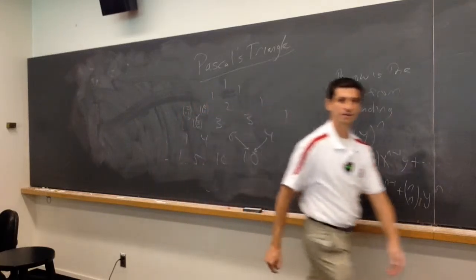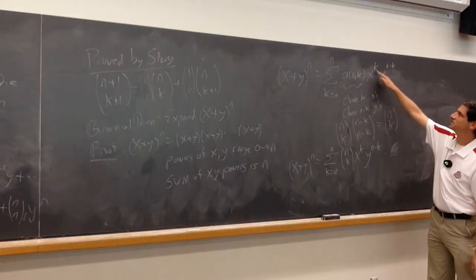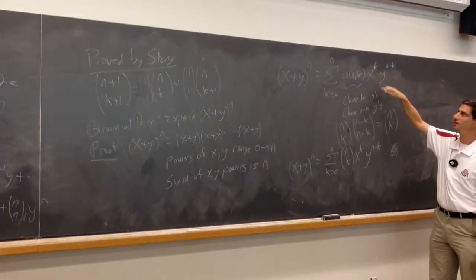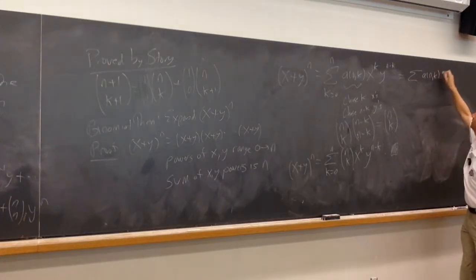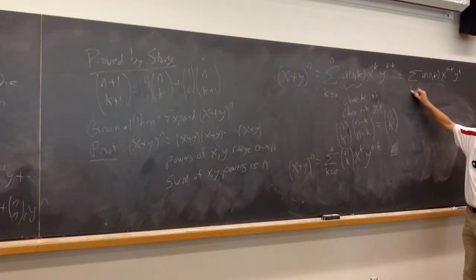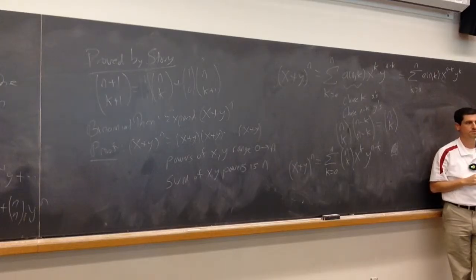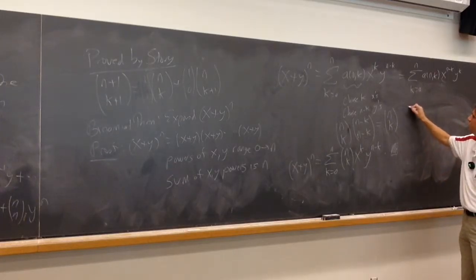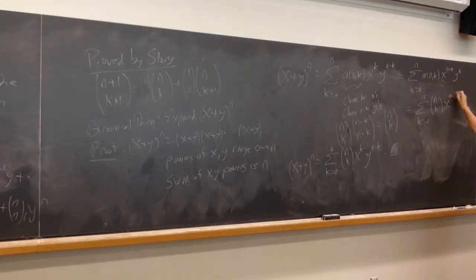It doesn't really matter, because you could do things the other way. Instead of doing it as x^k, I could do it as x^(n-k). And this would be the same as the sum of a_k x^(n-k) y^k, where k goes from 0 to n. It's completely symmetric. And then that would give us the sum, k goes from 0 to n, of n choose k, x^(n-k) y^k.